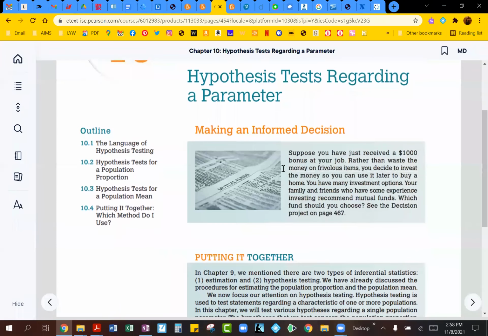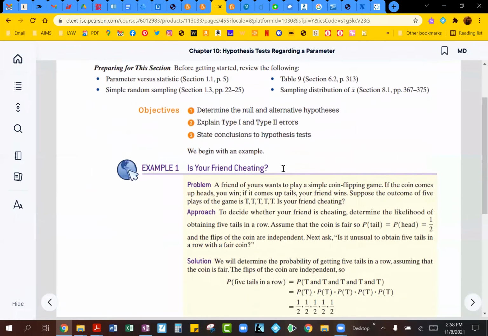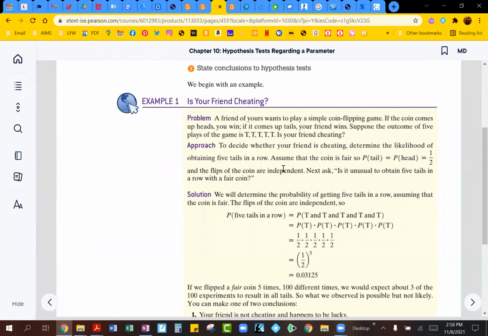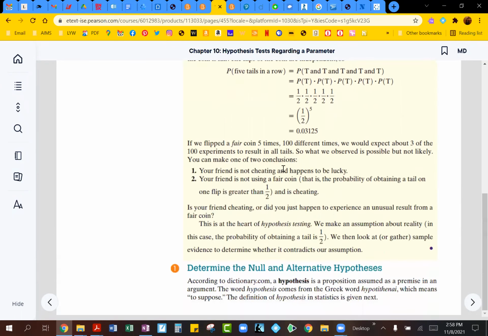So, we're only doing sections 1 and 2 over here in chapter 10. If you look through a couple of different examples, like here, they're talking about, I think, two friends flipping a coin and seeing if your friend is cheating. So you can take their results and use that to create a null hypothesis and an alternative hypothesis.